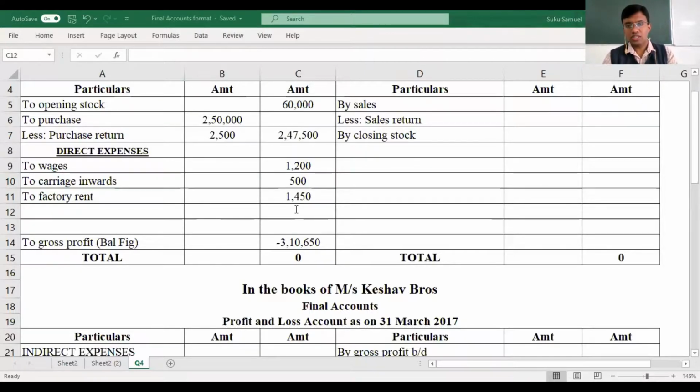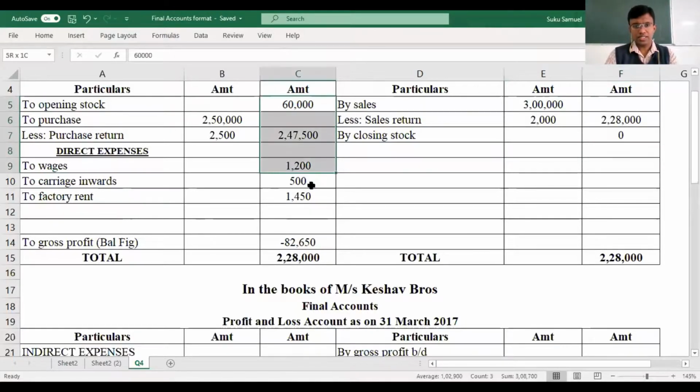Now let's move on to the credit side. On the credit side, we have sales. How much is sales? Sales is 3 lakh. From sales, we have to subtract sales return. Sales return is 2,000. When we subtract sales return, you get the net sales amount, which is 2,28,000. Then we have closing stock. We know that closing stock is zero.